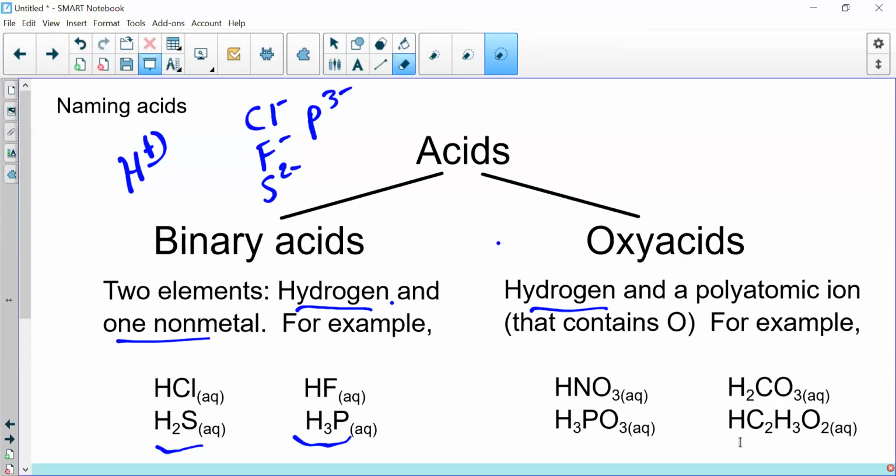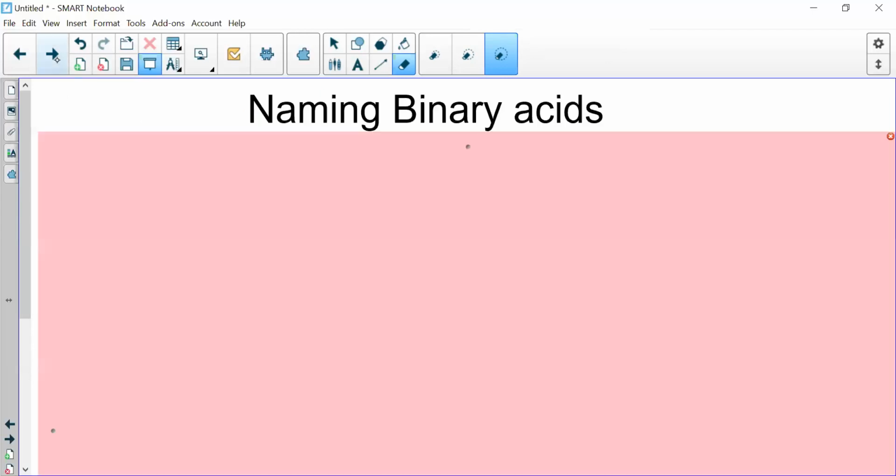Oh, and by the way, if you're going to write this, you cannot stick that H with these H's and call it C2H4O2. You can't do that because it's very important for this acid, which you're going to learn is called acetic acid. It's very important to show that hydrogen in the front because that's what makes an acid an acid. All right, let's get into how we name these.